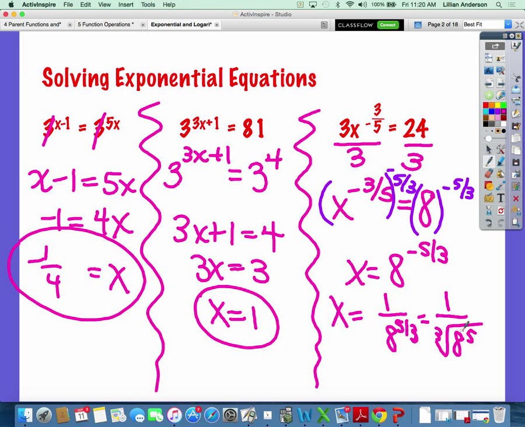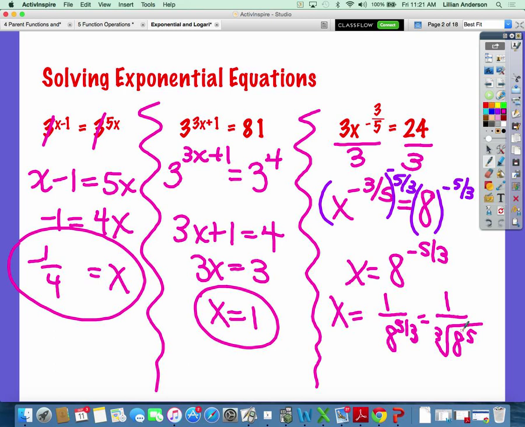Still no calculator. 8 to the 2nd is 64, times 8, and then that number times 8, and that number times 8. Someone else? How else do we know? What other way can we write 8?